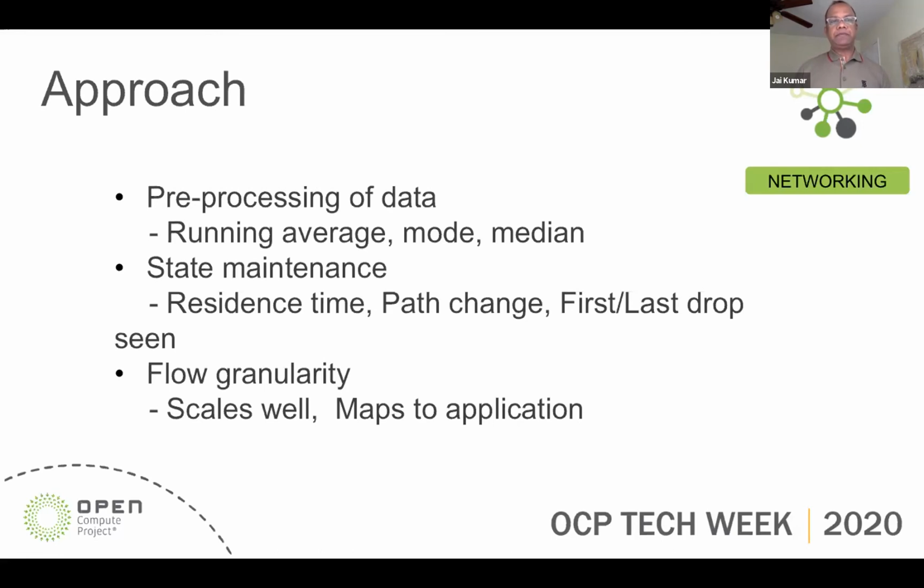And for all these methods, we still focus on flow granularity. There is value in doing this at a minimum at flow granularity because it scales well. If we do everything at a switch level, then mapping that information to the flow becomes the job of the collector, which we are trying to solve. And at least for the well-known ports, we can map these flows to an application. So that's the approach we are taking to solve this problem.